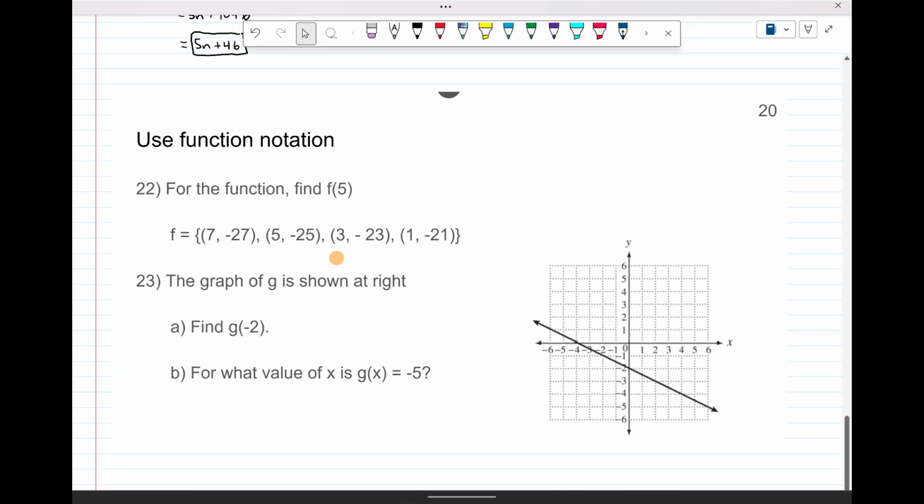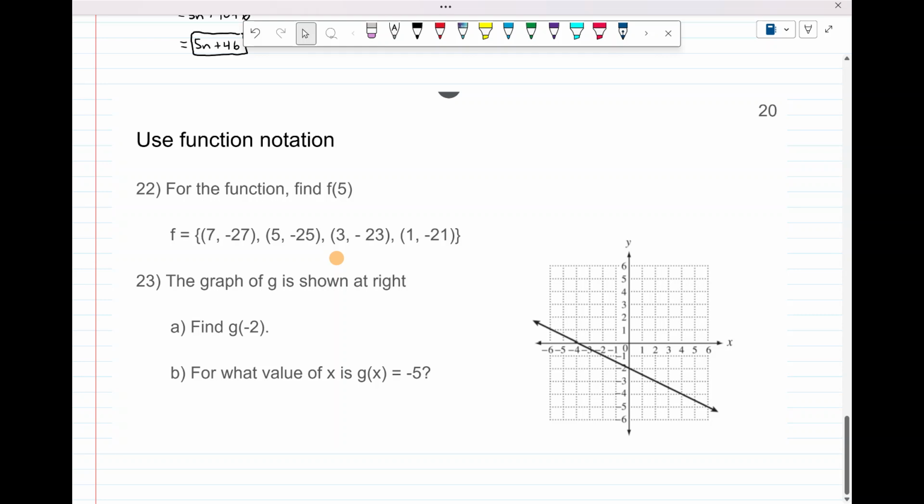All right, here our functions are not expressed as equations, but we can still use function notation. In number 22, we are trying to find f of 5, and our function is expressed as a set of ordered pairs. So we want to let x equal 5, since we're trying to find f of 5. And so we want to find the ordered pair where x is equal to 5. That would be this one right here.